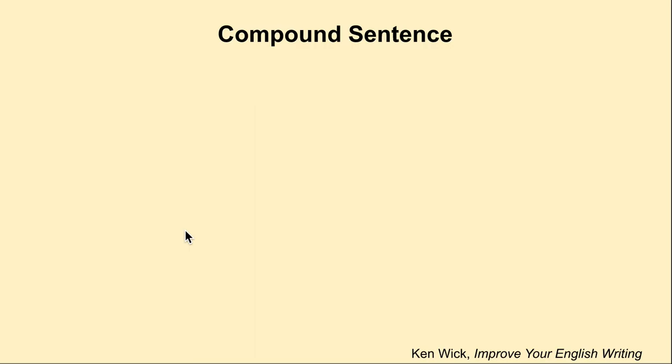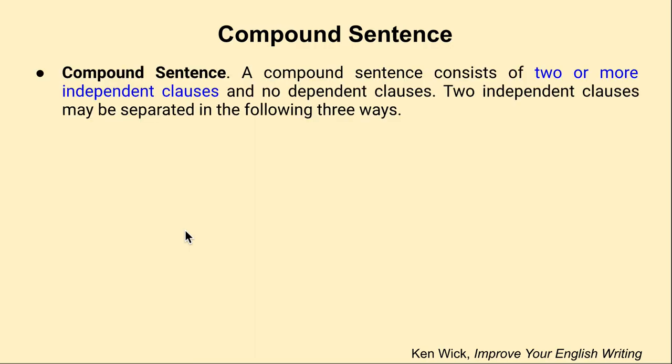Okay, so what is a compound sentence? Well, a compound sentence is 2 or more independent clauses with no dependent clauses. The definition is it can be 2 or more independent clauses, but generally you only have 2 independent clauses. In most cases, you're only going to have 2, and 2 independent clauses may be separated, or you can sometimes say joined, in the following 3 ways.